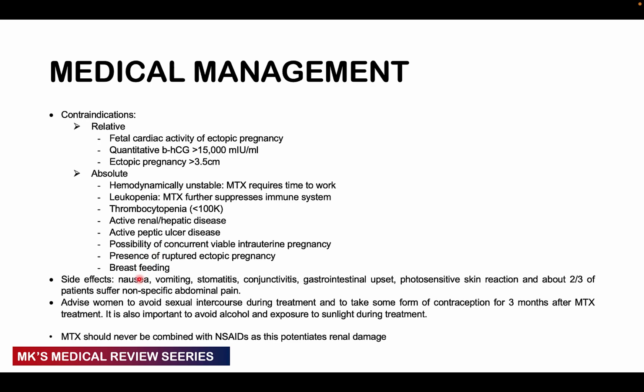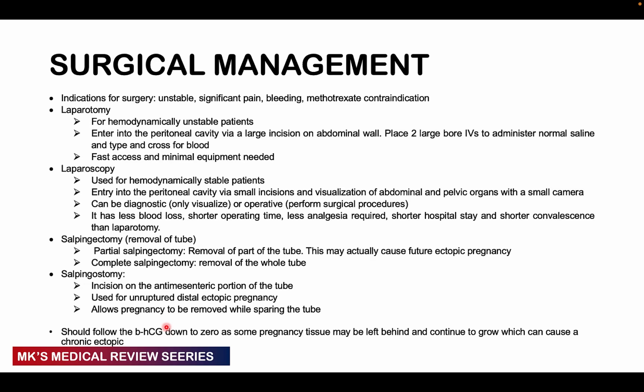Side effects include nausea, vomiting, stomatitis, conjunctivitis, gastrointestinal upset, photosensitive skin reactions, and in about 2/3 of the patients, they may get non-specific abdominal pain. Remember that the advice to women is to avoid sexual intercourse during the treatment, and they should take some form of contraception for about 3 months after methotrexate treatment, and they should avoid alcohol and exposure to sunlight during the treatment. Remember that methotrexate should never be combined with NSAIDs because this potentially can cause renal damage.